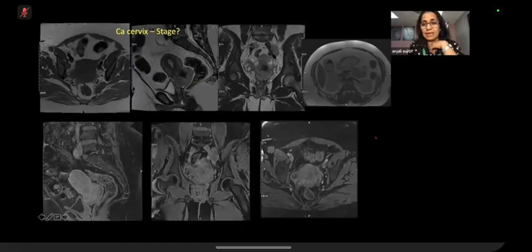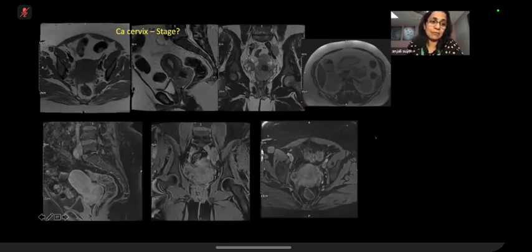Additionally, we can see enlarged lymph nodes along the iliac group. There is an enlarged necrotic lymph node here. In the post-contrast scan, you can see the tumor along with the nodes and its parametrial extensions are all enhancing. And you can clearly see that the rectum and bladder are not involved. So it is not a stage 4 disease, but it is a stage 3B disease.